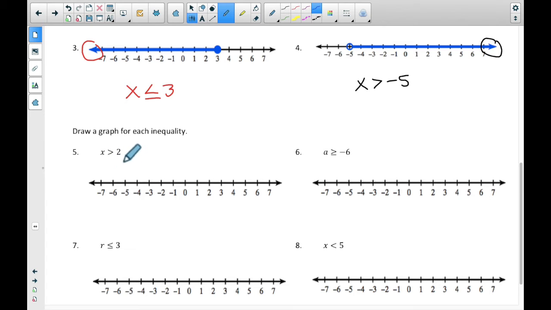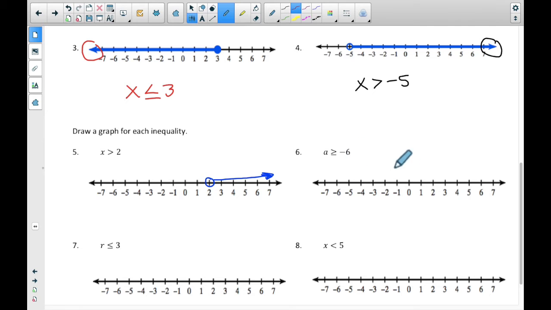So we're going to go to 2, and I'm going to make a circle. I have to think about, do I close it? Do I fill it in or not? No, I don't, because there's no equals, so I don't fill it in. It says greater than. Greater than means this way, that same arrow is pointing the same way that arrow is pointing. X is greater than 2.